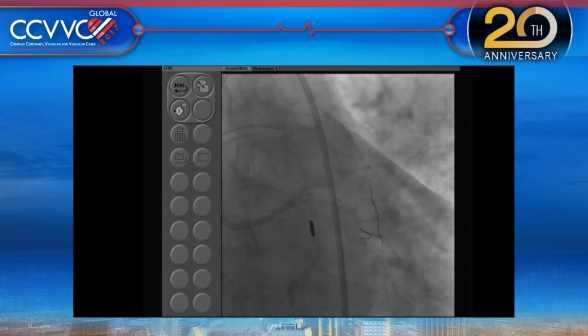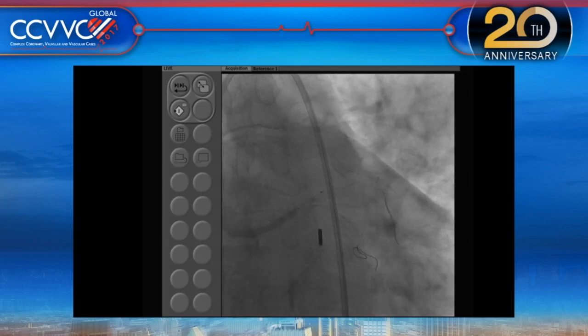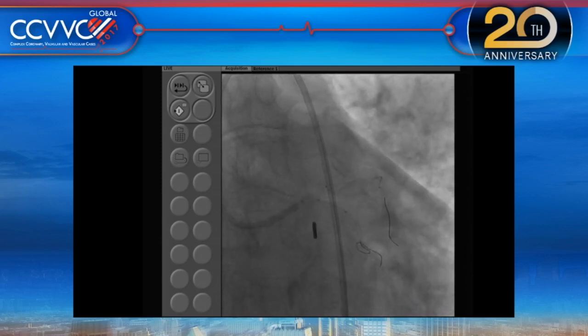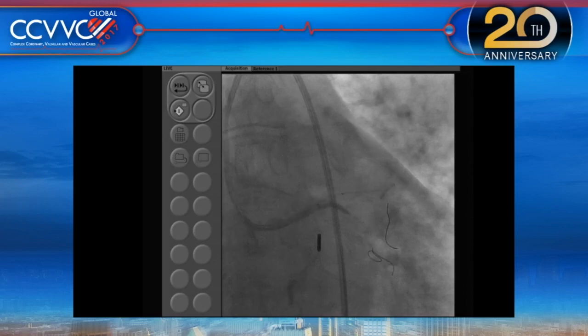Actually, I wonder what the rest of the panel thinks of that. Yeah, I would agree. That's a good point. Plus, recrossing into the LAD is going to be a lot easier than recrossing into the circ. You have the circ stent, what's the 3.0 balloon? Not yet, don't do it. But I have to get an NC balloon.